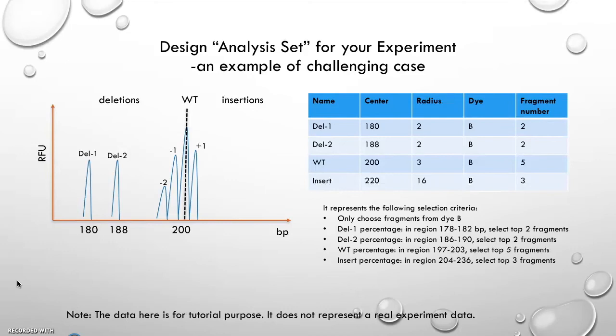Apply the same method to design other regions. For wild type, select the top 5 fragments in the region from 197 to 203 BP for percentage calculation.